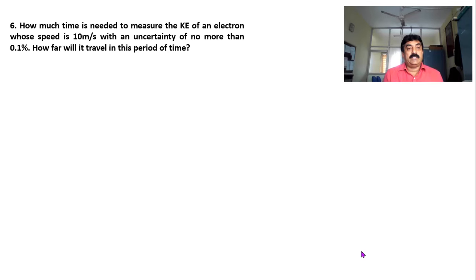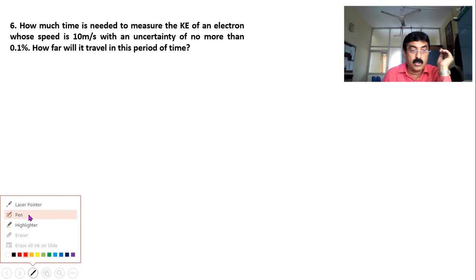The next question goes like this: how much time is needed to measure the kinetic energy of an electron whose speed is 10 meter per second, that is actual speed, with uncertainty of not more than 0.1%. Delta V is given. So you have to find out delta T, and also he is asking how far will it travel in this period of time. So during this interval of time, what is the distance traveled by the particle? Here the particle is nothing but electron. So it is clearly mentioned it is electron. Well, let us go ahead like this.